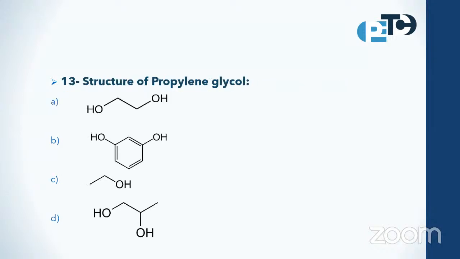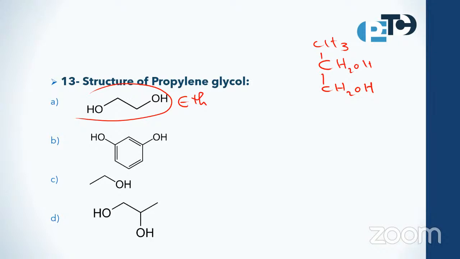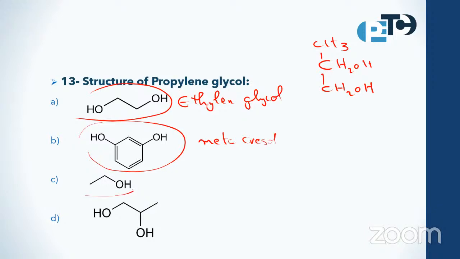Which of those is the structure of propylene glycol? We just drew the ethylene glycol, CH2OH and CH2OH. For propylene glycol, just add one CH3 here. So it is the propylene glycol. So this is the ethylene glycol, this is ethanol, while this is the propylene glycol.